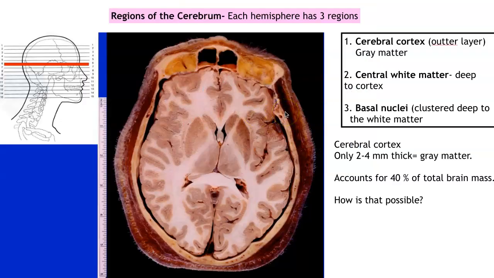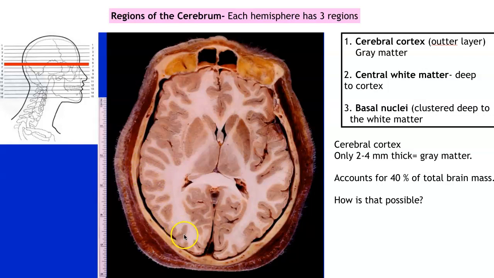Now, the cerebrum, we're still in the cerebrum, has three regions. Each hemisphere has three regions. So we're going to go through those three regions now. The first region is the cerebral cortex. That is the outer layer. It's all gray matter. So this ribbon of gray matter is the cerebral cortex.